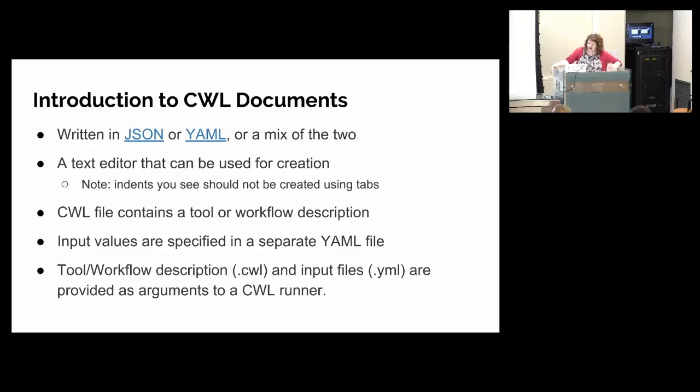So the CWL is kind of the core of what's going on. It describes your workflow. It describes what's going in, what's going out, and what's being run. The specific input values are described in a YAML file. So you could run the same CWL with different YAML files and get different results because you have different inputs. The CWL file and the YAML file are put together and run in a CWL runner. And the CWL runner is what's supported in different tools. That's the thing that's a standard, portable, and used in different tools.